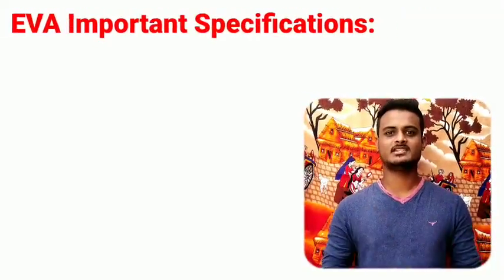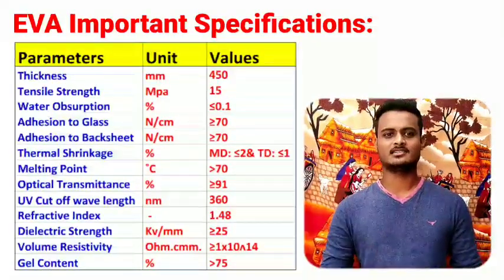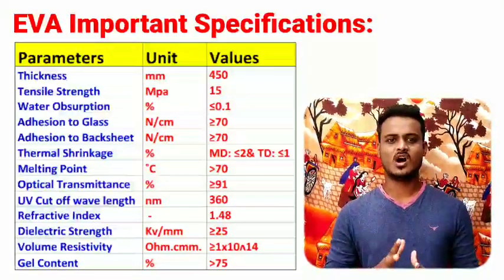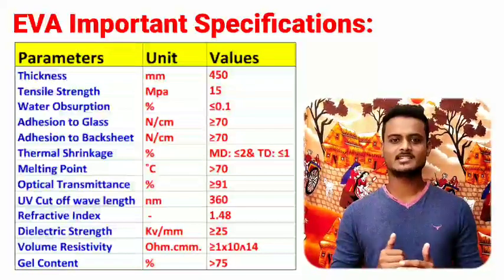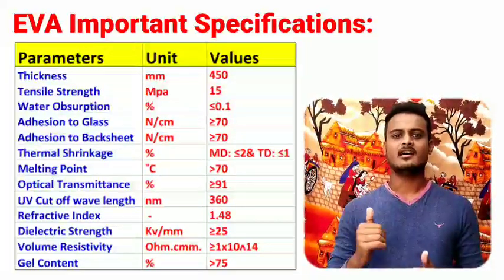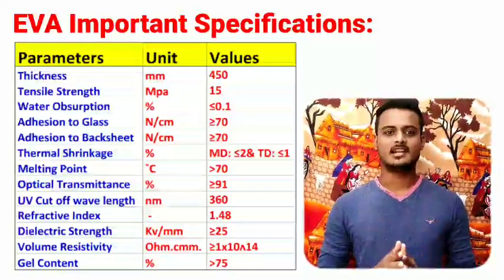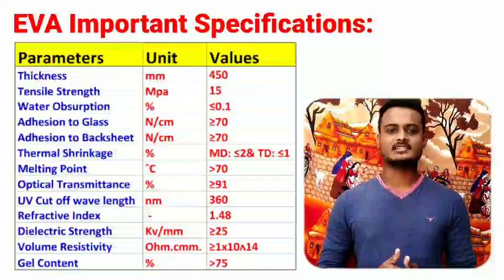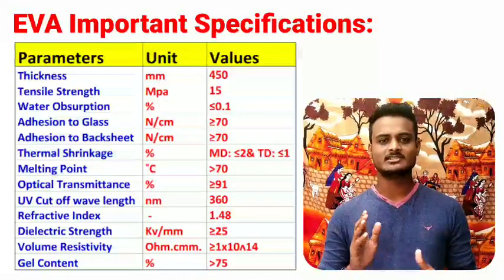The next, ninth topic is EVA important specification. The first parameter is thickness, 450 microns. The next is tensile strength, 15 megapascals. Next one is water absorption, another name is MVTR, which means moisture vapor transmission rate, that is less than or equal to 0.1%. The next one is adhesion to glass and adhesion to backsheet, which means peel strength greater than or equal to 70 Newton per centimeter.